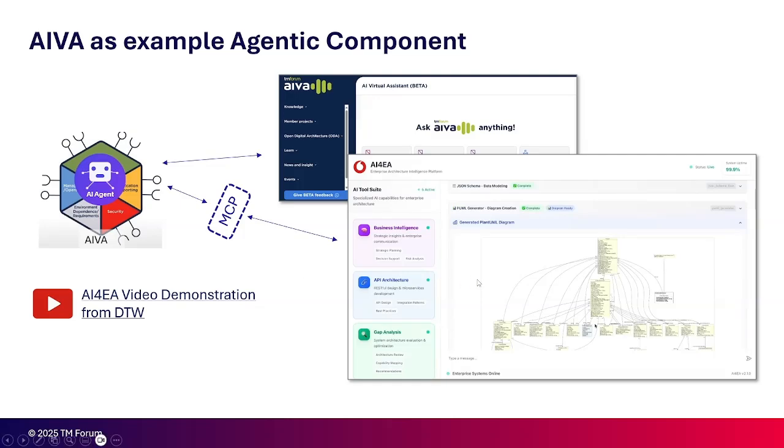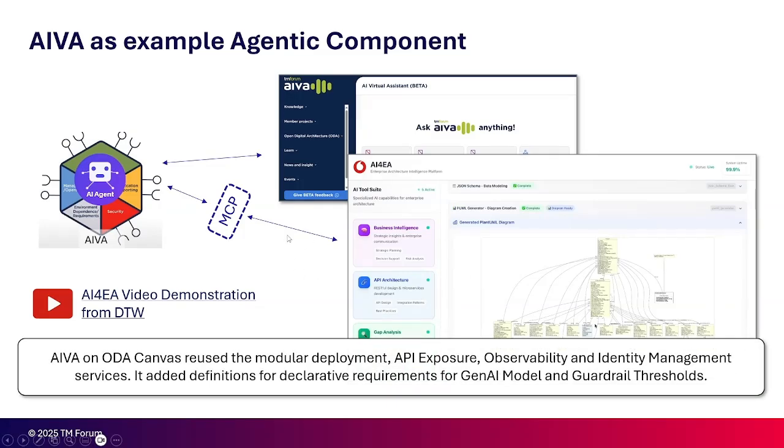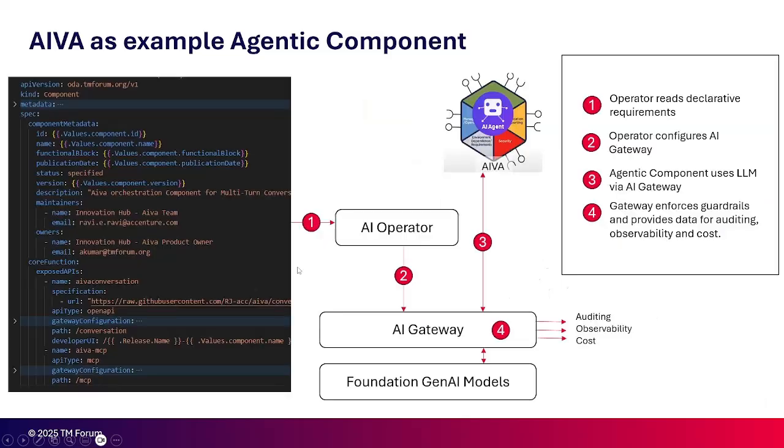But we've extended this with definitions for declarative requirements for GenAI models. And this shows how this works, using Ava as the example component. So the component includes a specification, and we created a new AI operator that reads these declarative requirements, and our reference implementation shows the source code for this example reference operator. And this operator configures a new architectural element.